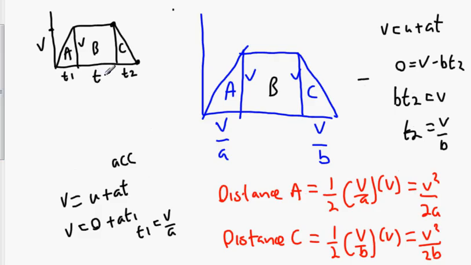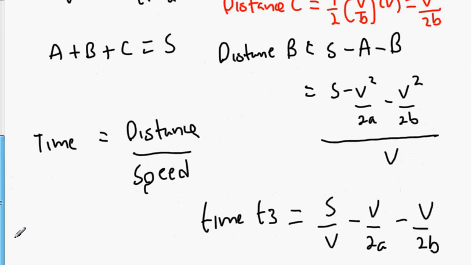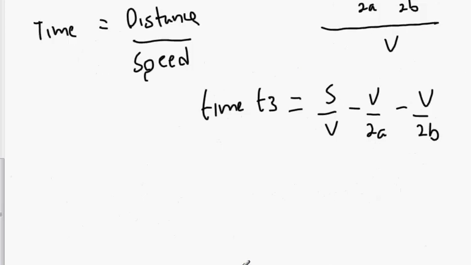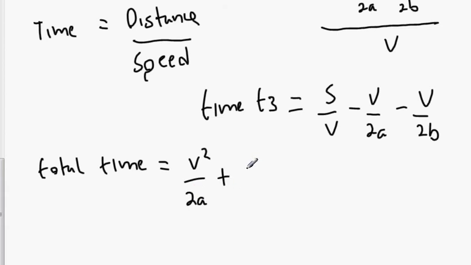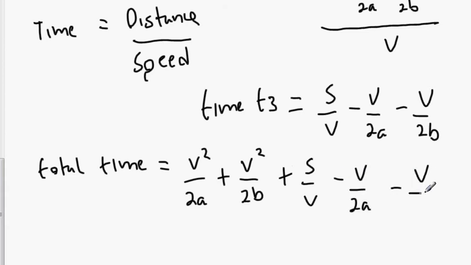Now all I have to do is add them all together. So total time equals t1 plus t2 plus t3, which is going to give me t1 is phi squared over 2a, t2 is phi squared over 2b, t3 is going to be s over v minus phi over 2a minus v over 2b.